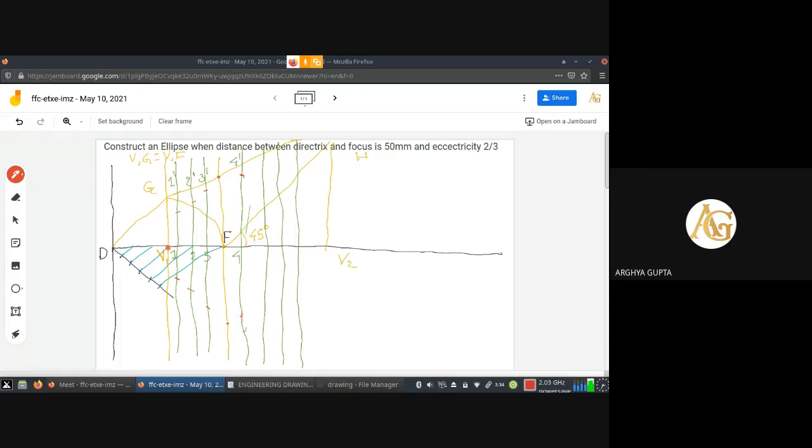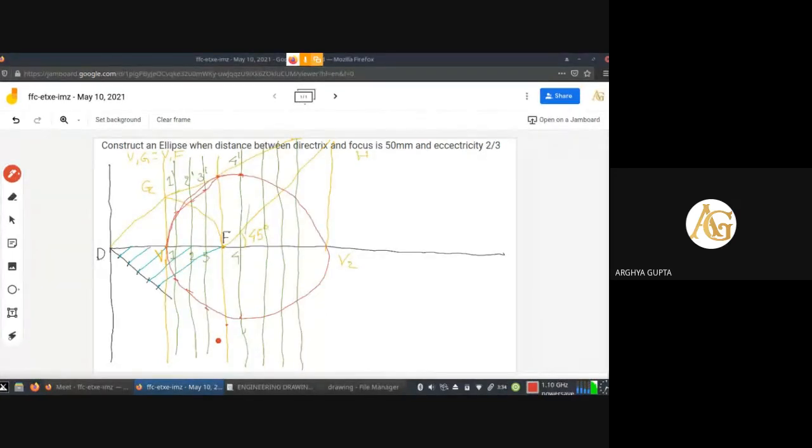Now if I join these points, the joining will have to be done by means of a French curve, or this can be done freehand also. Either you can join it by freehand or the French curve. Then the ellipse will be constructed. So that's how an ellipse is constructed.